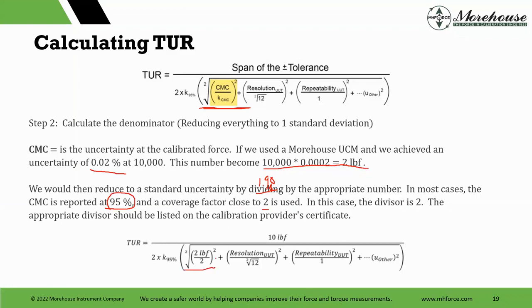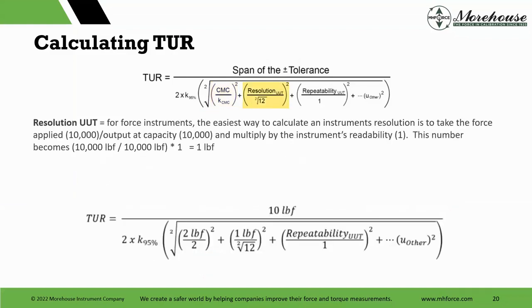So all we've done is this. We said, okay, the CMC component is this. Now our next one, we need to go figure out the resolution. Resolution was really interesting. For force, there are easy ways to calculate resolution, and here's what we're doing. This works on almost anything. Divide by the output at capacity and multiply by readability. In fact, I haven't found one instance where it breaks.